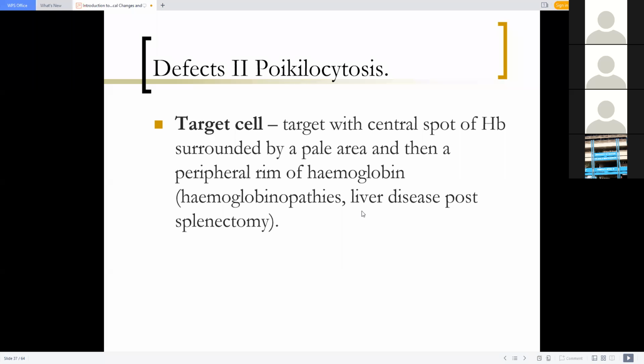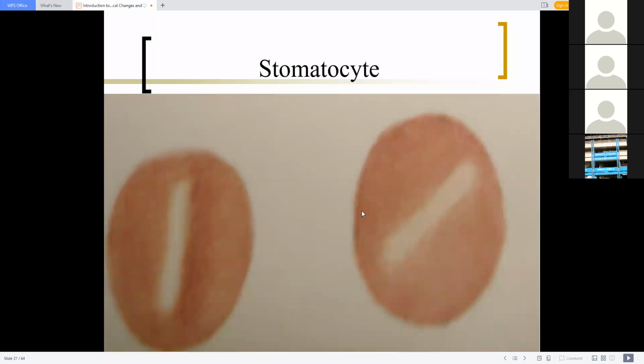And target cells occur again because of changes in the cholesterol and lipid levels with the red cell membrane, right? And they're seen in those diseases, all right? So this is an example of a stomatocyte, where you have the area of central pallor occurring like a slit. Instead of it being round, it's a slit in the middle of the red cell, and it looks like a stoma. So we call that stomatocytes.